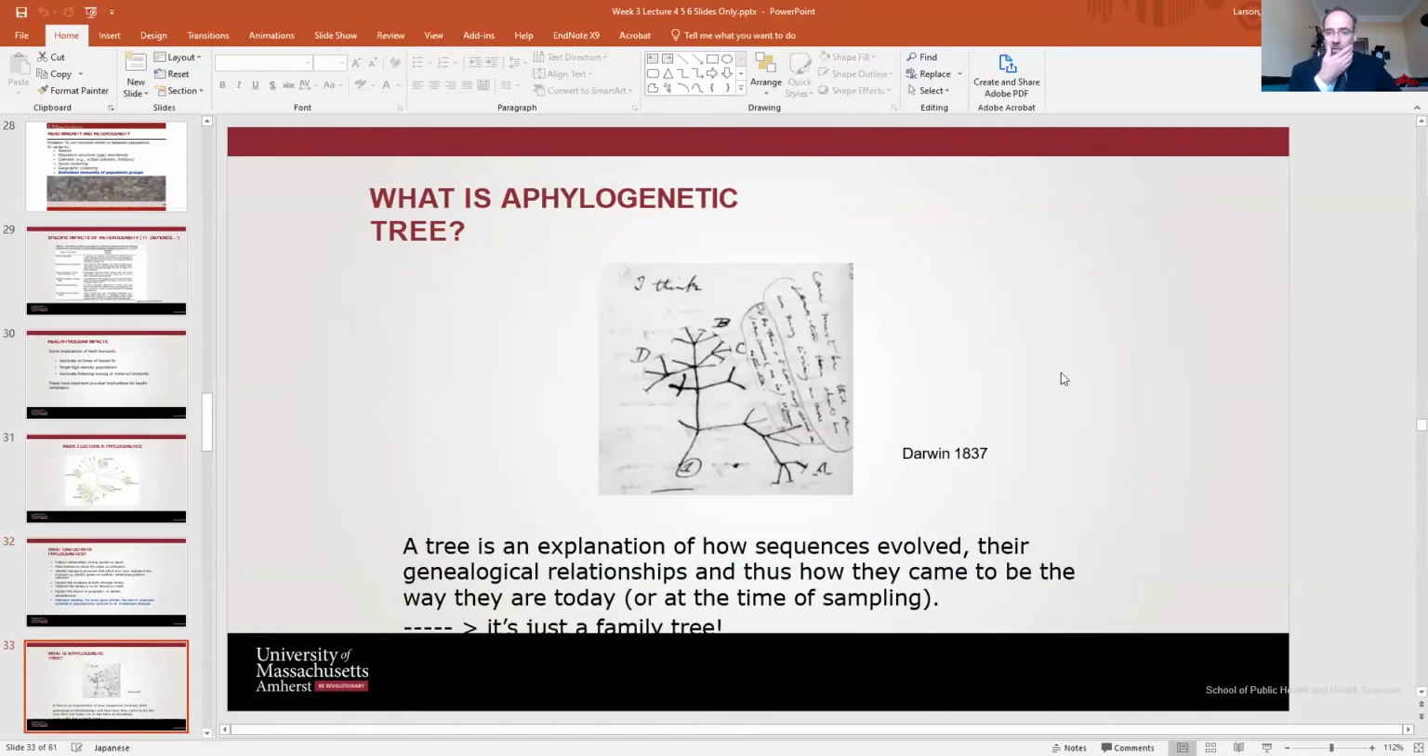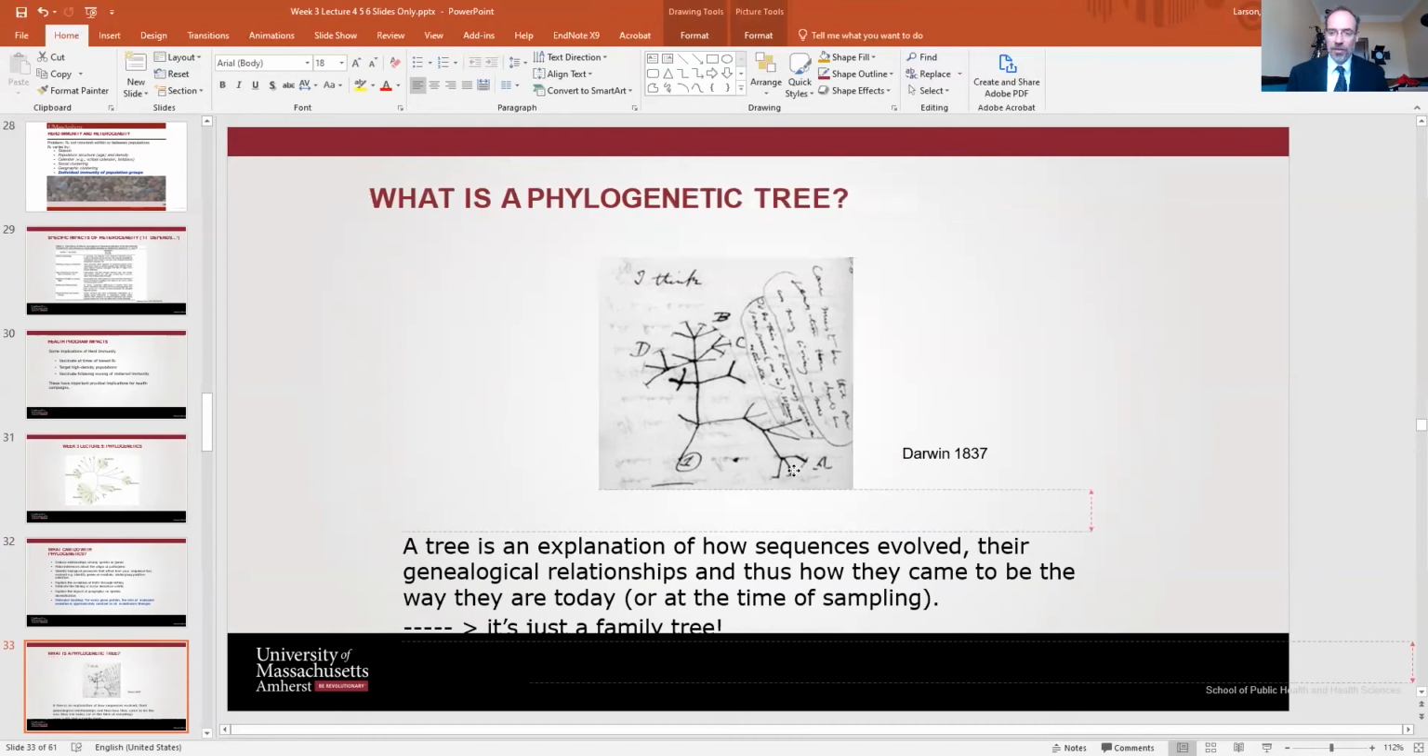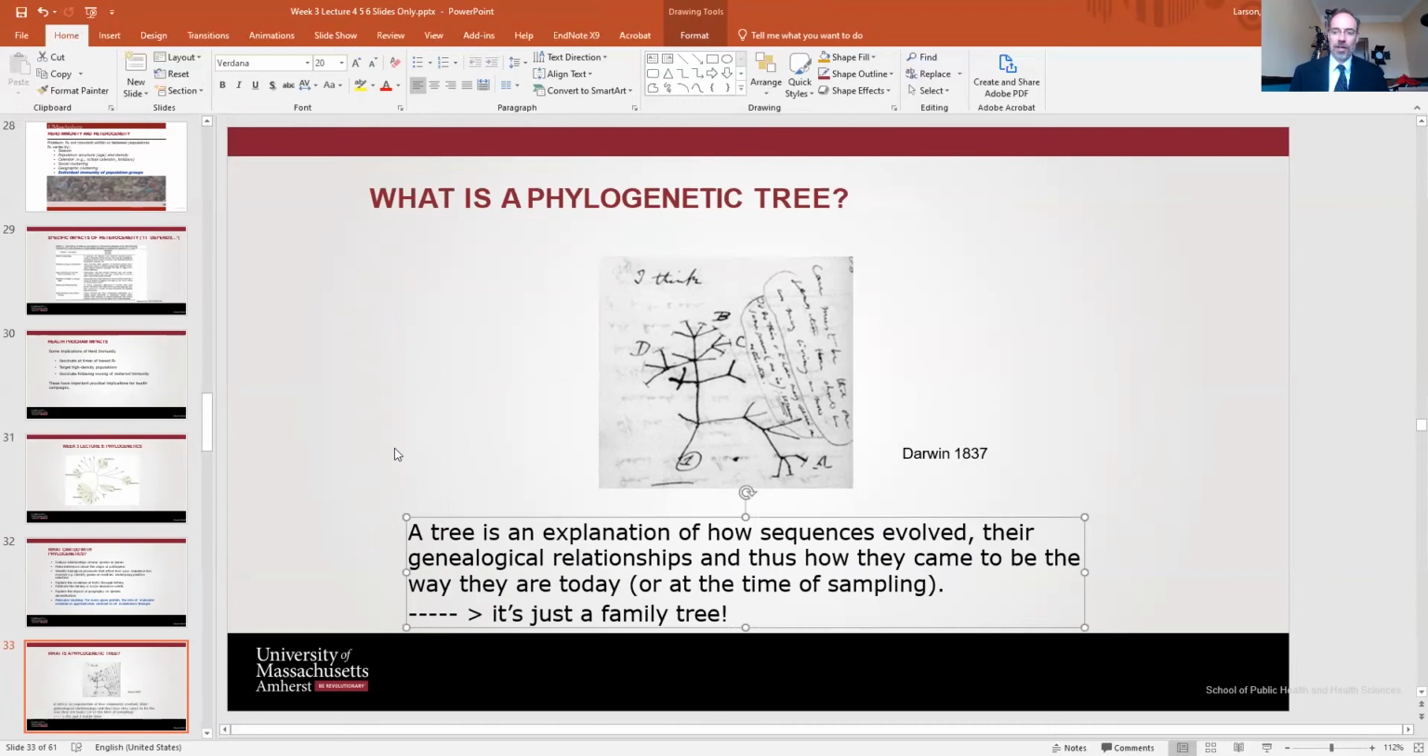Yeah, so what is a phylogenetic tree? A phylogenetic tree is an explanation of how sequences evolved, their genealogical relationships, and thus how they came to be the way they are today, or at the time of sampling. So you think about this, here's a picture that Darwin drew in 1837, illustrating how different species branched off from other species to become what they are today.